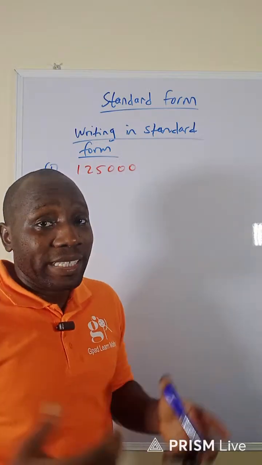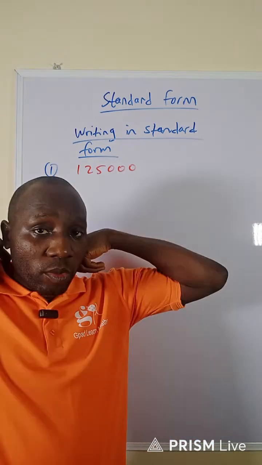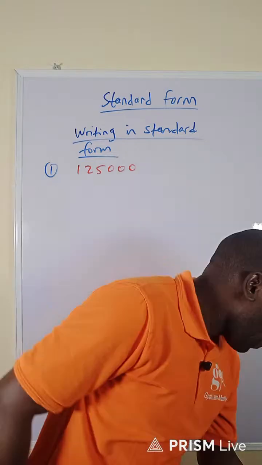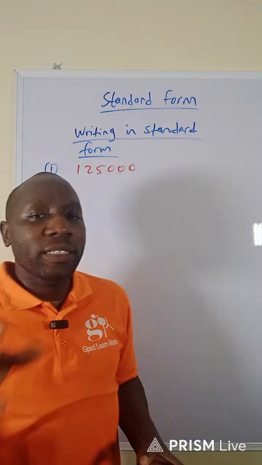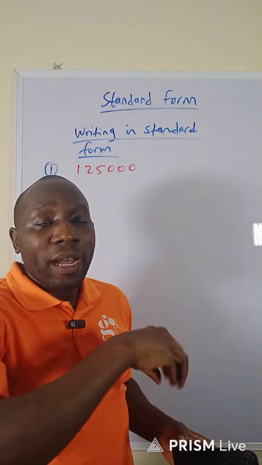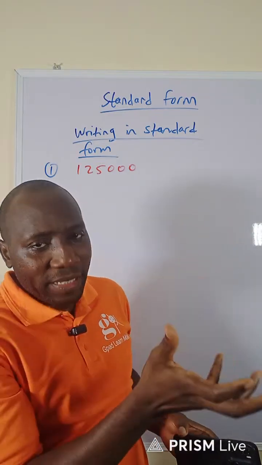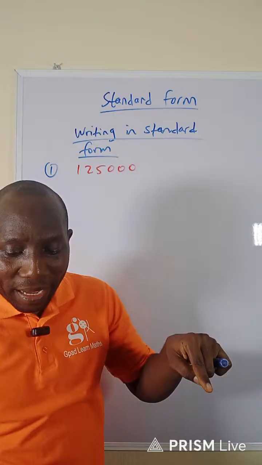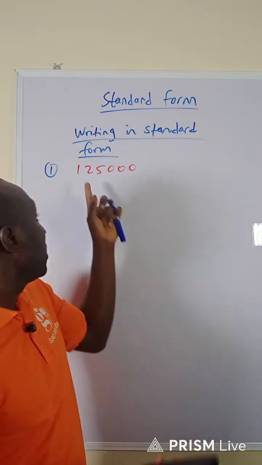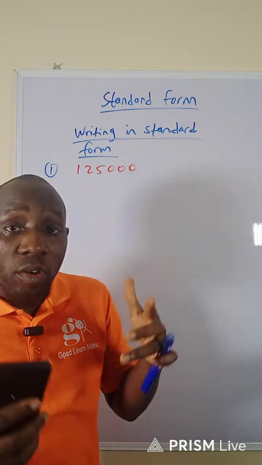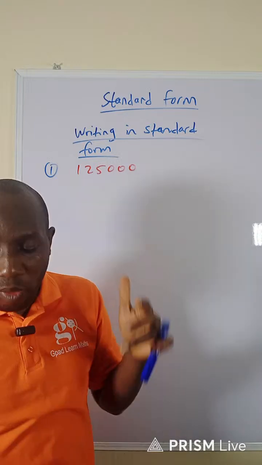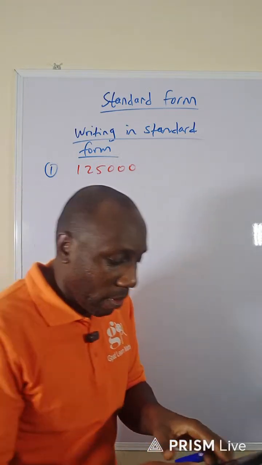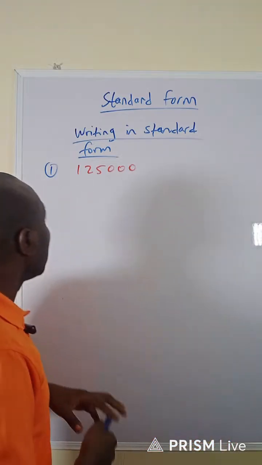So far we have been talking about standard form, and I've told you how to write numbers in standard form and why numbers are written in standard form. We also looked at how to convert from standard form and other forms that may look like standard form to ordinary form. So what we want to do now is write numbers in ordinary form in standard form. So we're going to continue right there. Let's start with this one.